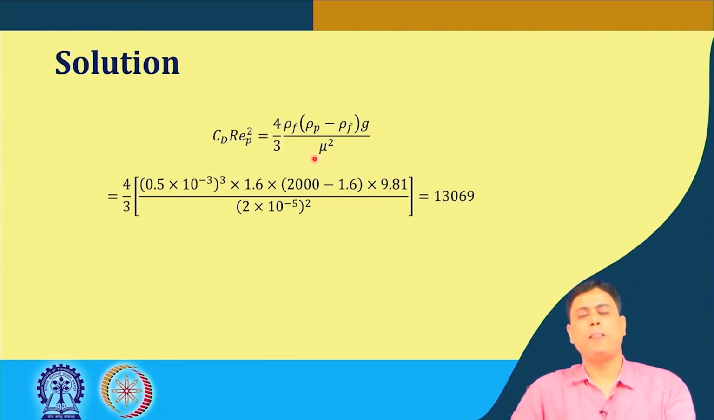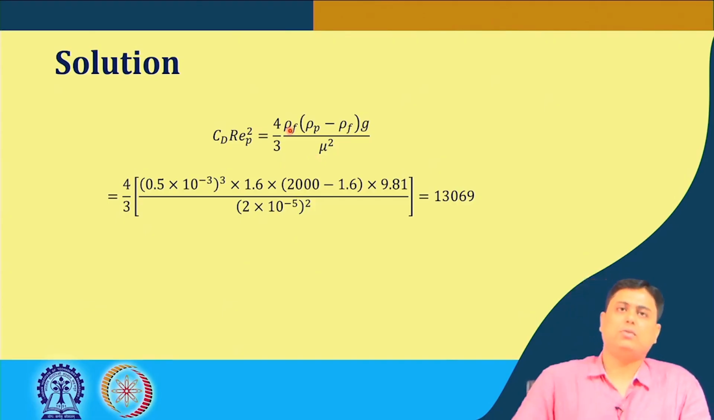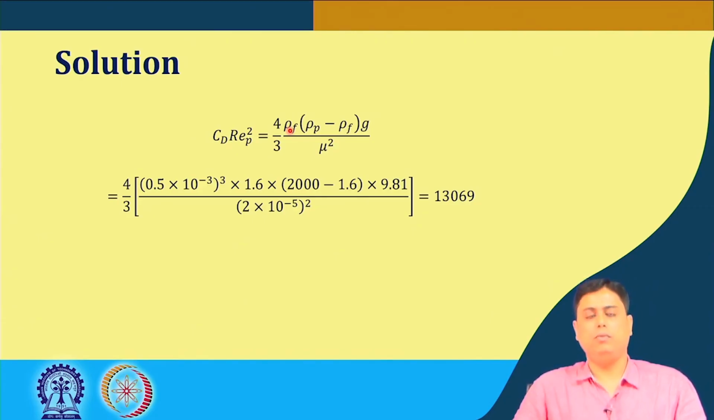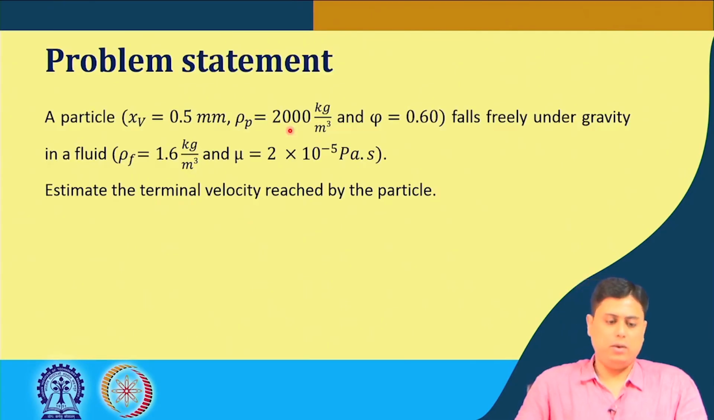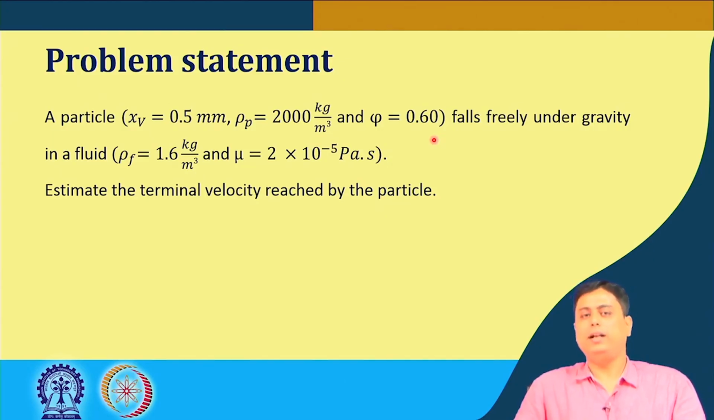The CD versus REP square will have this expression. If we remember, 4/3 rho F stands for the fluid, and the subscript P stands for the particle, mu is the viscosity of the fluid, and G is the gravitational constant. So, CD REP square is again an independent, dimensionless value that is constant for all the particles having this terminal velocity, if the fluid remains the same and the particle density remains the same, with sphericity 0.6.